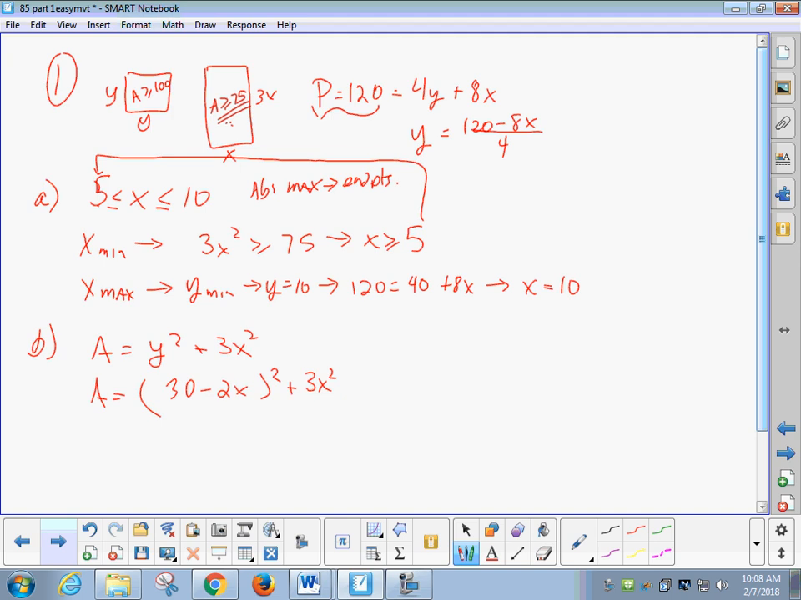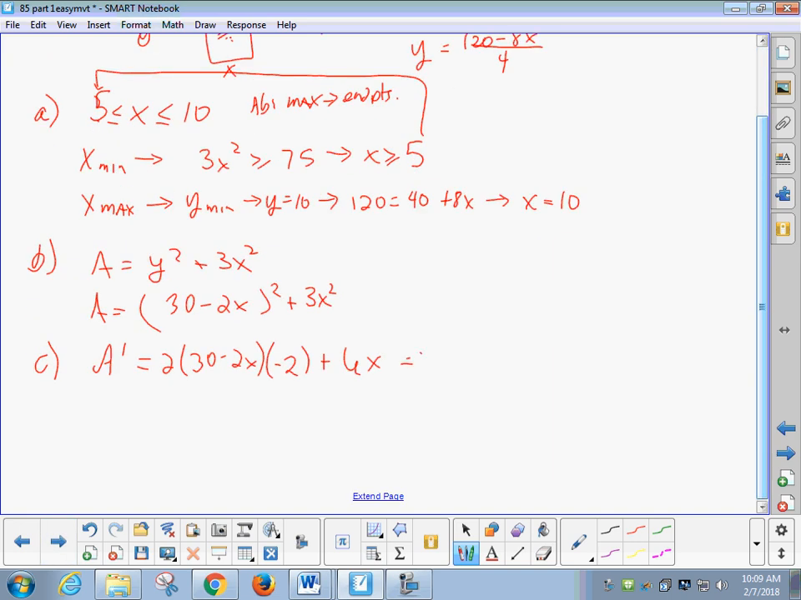Take the derivative like that, or expand it first? Let's just hit it, shall we? What's the derivative of the first one? 2 times 30 minus 2x times negative 2 by chain rule, plus 6x. I want to find where this is 0.